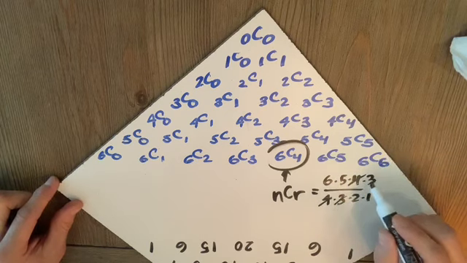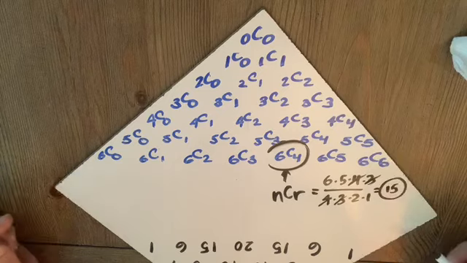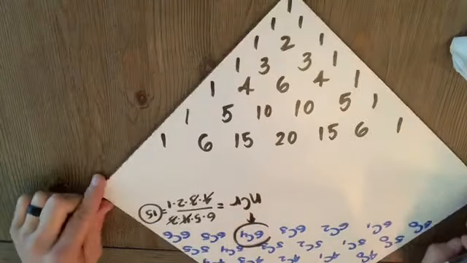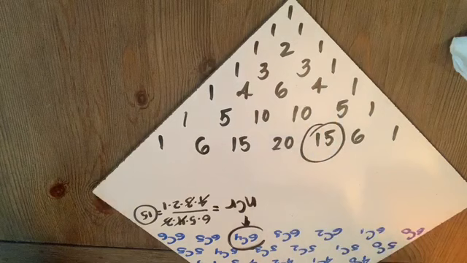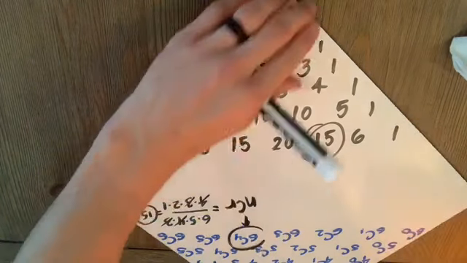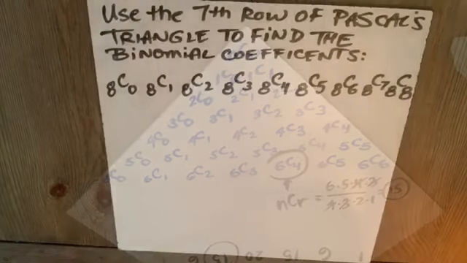Cancel, cancel, cancel, cancel. 30 divided by 2 is 15. I know the answer is 15 there. That's the 1, 2, 3, 4, fifth term over. If I flip this and I go to the fifth term, a 1, a 2, a 3, a 4, a 5, it is 15. So you can see I'm not lying. They are the same. It's two different ways to express the same information. Pascal's triangle in numbers and Pascal's triangle in combinations.